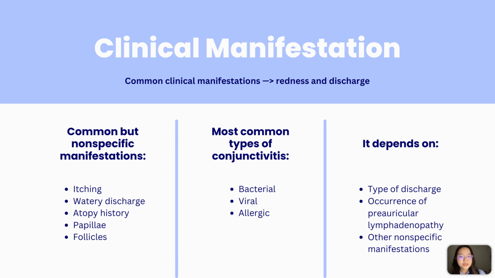So there are two common clinical manifestations, which are redness and discharge, and there are also common but non-specific manifestations, which are itching, watery discharge, atopy history, papillae, as well as follicles. There are three most common types of conjunctivitis, which are bacterial, viral, and allergic, and the difference between the three depends on the type of discharge, occurrence of pre-auricular lymphadenopathy, as well as other non-specific manifestations.